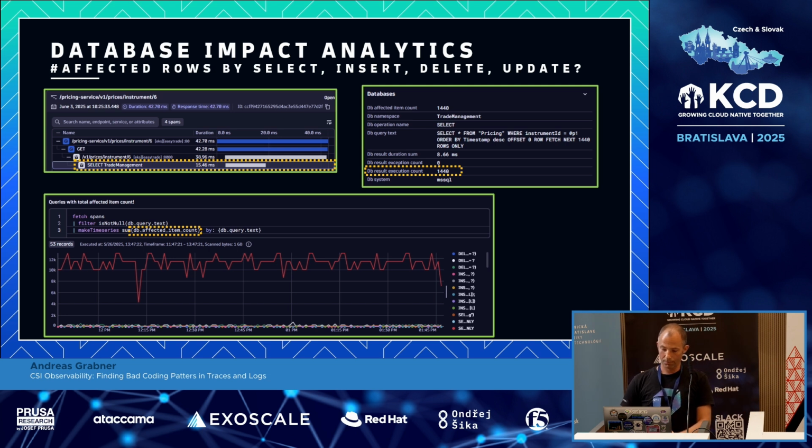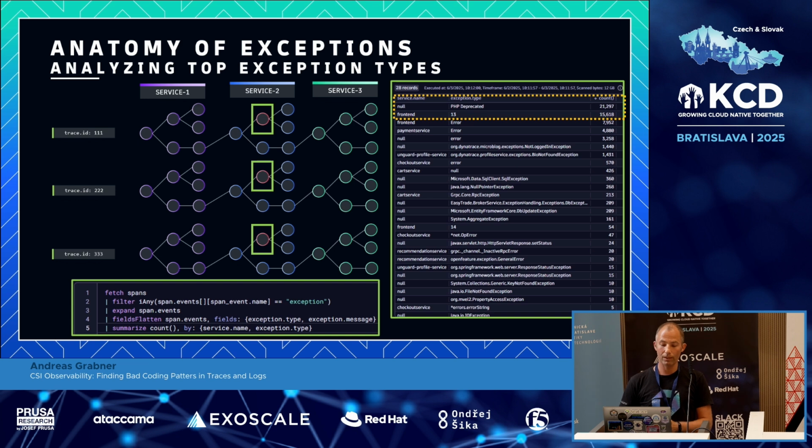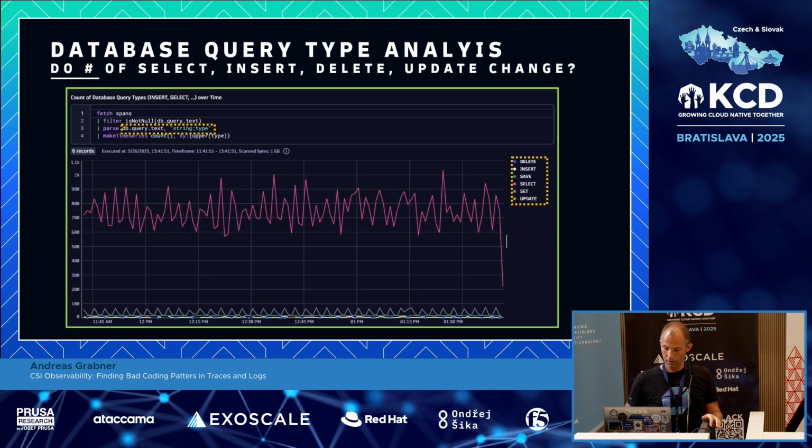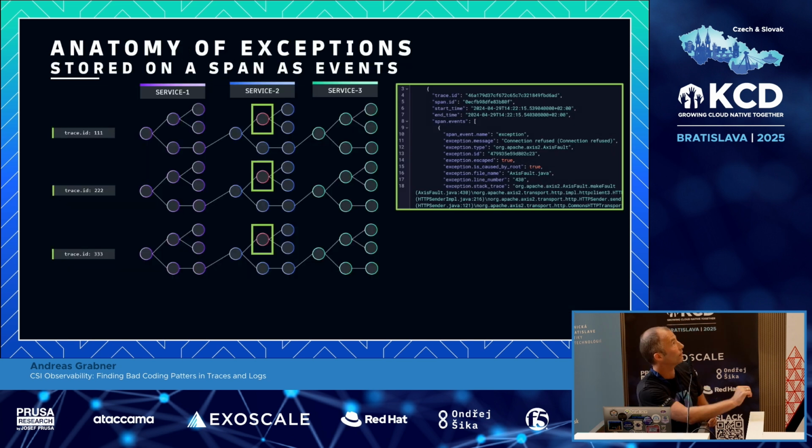What else do we have? I'm jumping a little bit ahead. I want to do exception analysis. Exception analysis for me is really important. If you look at nodes that have an exception in OpenTelemetry, exceptions are captured as a so-called span event. And the span event is actually an array because you can have multiple exceptions on a node. So this is how the raw data looks in OpenTelemetry.